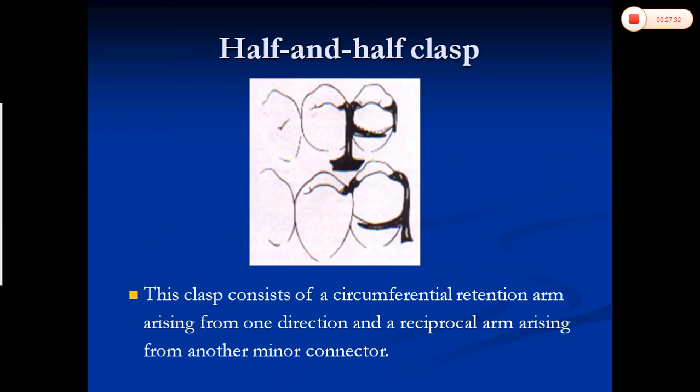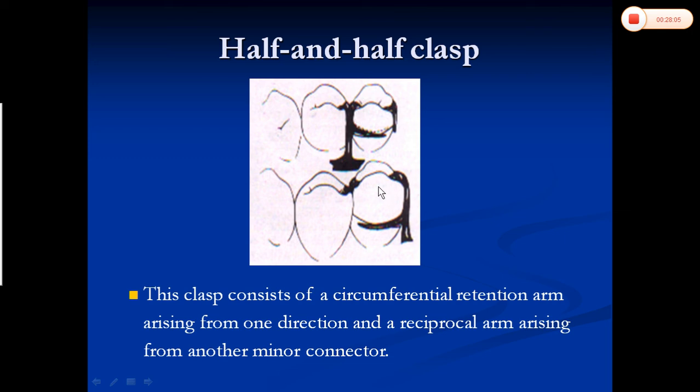Here this clasp contains a circumferential retentive arm arising from one direction. See here, for example, this is the retentive arm. This is the mesial part of the tooth, and this is the distal part of the tooth. So the retentive arm starts from the distal side and engages the mesio-buccal undercut, the mesial line angle. See, from the distal it starts and engages the mesial undercut.